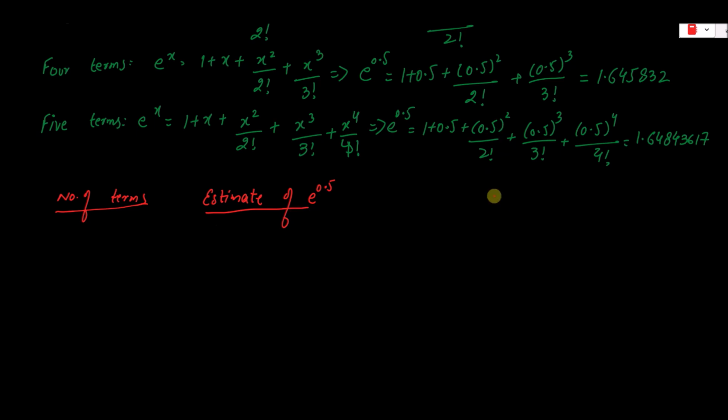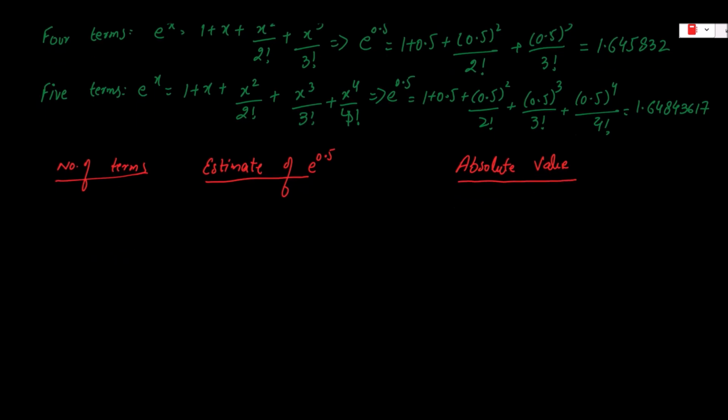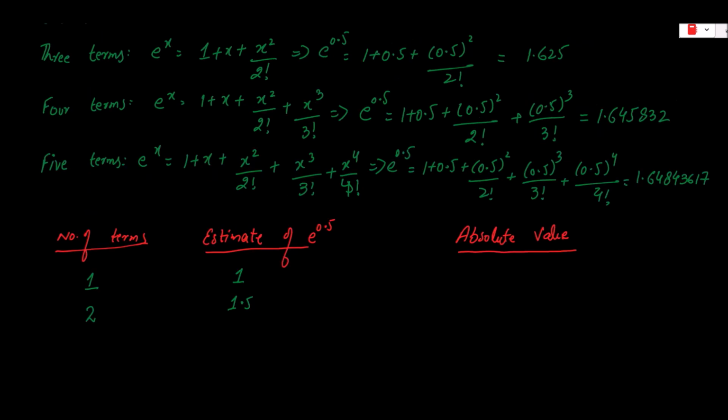And in the next column, we are going to find out the absolute error because the actual value is given. Absolute value or absolute error, that is the same thing. So the actual value is given, so we are going to subtract the actual value minus the approximated value. For the first term, we have the answer 1. For two terms, we have the answer 1.5 that we calculated here. For three terms, we have 1.625.